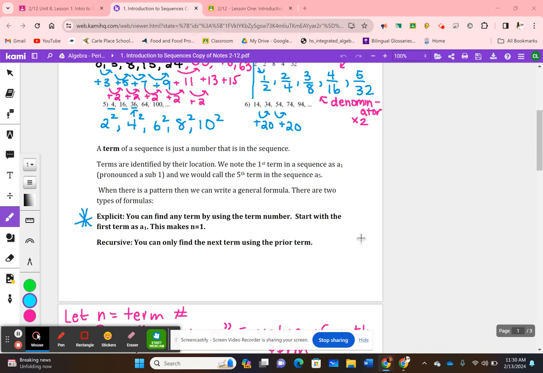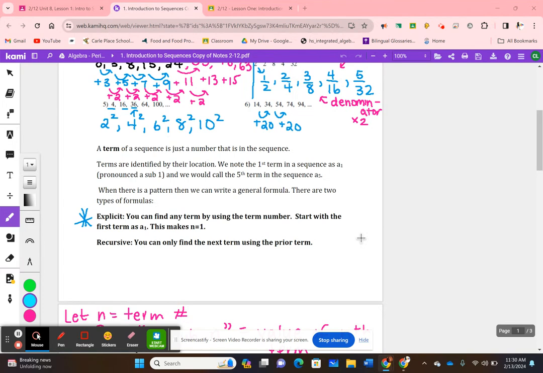Okay? All right, so basically the vocabulary for sequences is term. Each number in the sequence is called a term, and a term is identified by its location. So if I'm looking at sequence number 6 on my paper, 14 would be considered the first term, or A sub 1. The 34 would be the second term, or A sub 2.